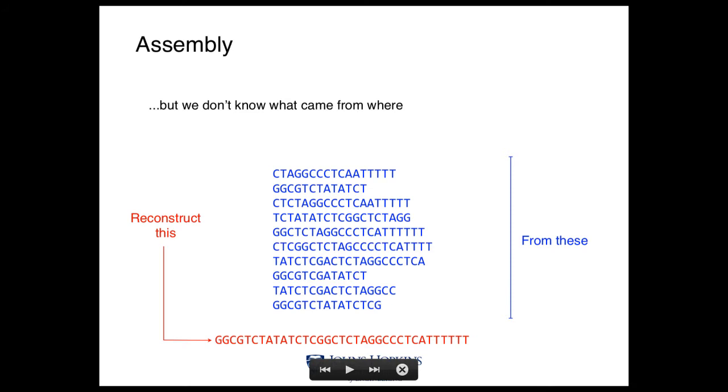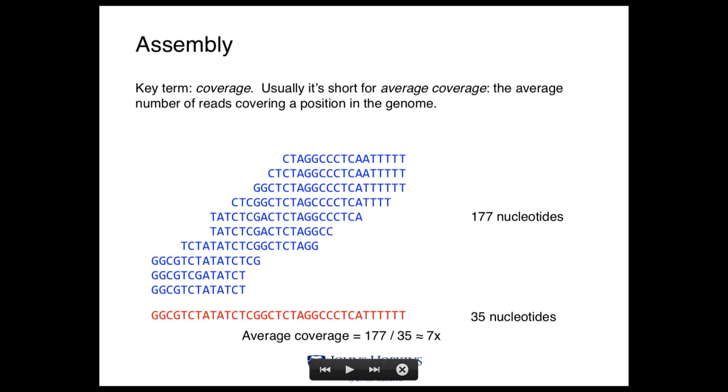Now, a key term that we're going to talk about, and it's probably come up already before in the course, is the idea of genome coverage. Now, to sequence our genome and to assemble it, we need to have redundant information.